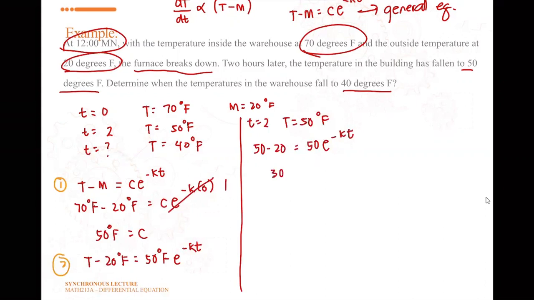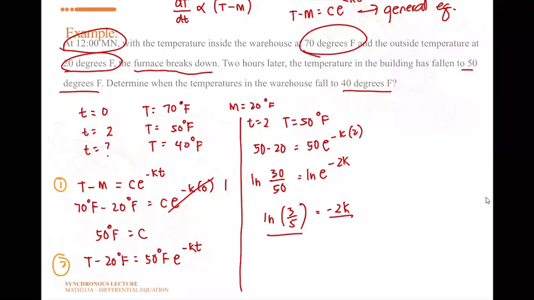That will be 30 over 50 equals to E negative K. Yung time natin is 2. Okay, so ayusin ko lang to. So ito ay 2. So ito magiging 2K. Okay, and to simplify, ln natin both side. So we have ln, this will be 3 over 5 is equals to negative 2K. Para makuha natin si K, divide natin by negative 2. So K is equals to ln 3 over 5 divided by negative 2.